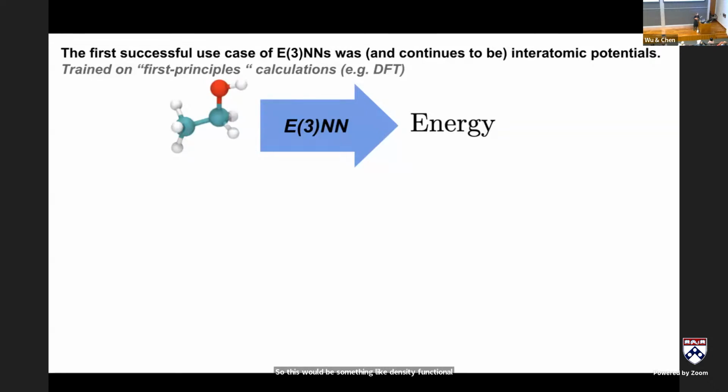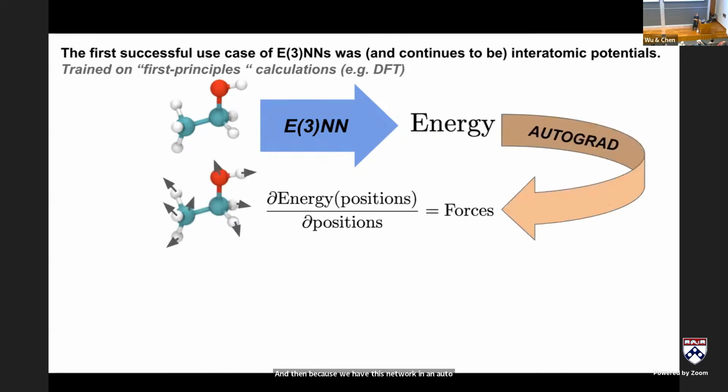So essentially we have a configuration, and what we train the neural network to do is to predict an energy. And then because we have this network in an auto differentiation framework, we can define a conservative force field using derivatives of the energy with respect to those input positions and get out forces. This is one way to do it.